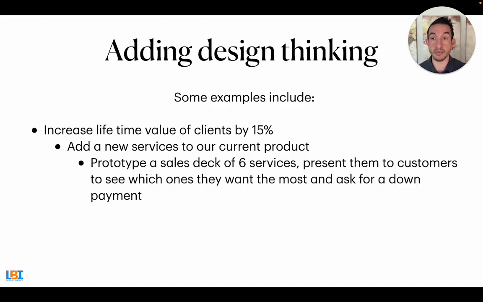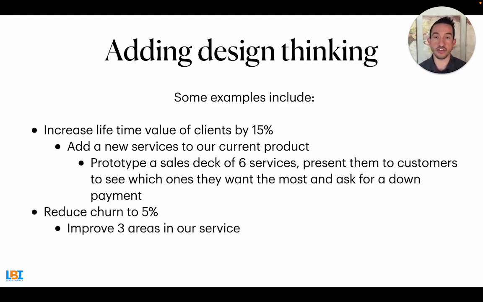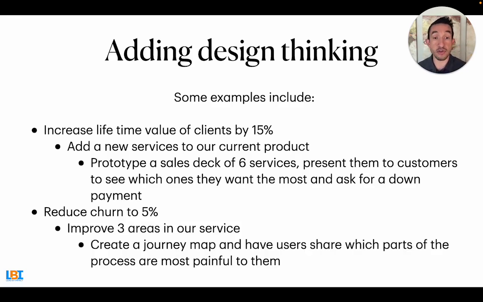Again, this is just an example. Reduce churn to 5%. So you improve 3 areas in your service, and how do you do that? You create a journey map and have users share what part of the process is most painful for them. So maybe you notice over time that people leave after 3 months. That's a big drop-off point when people leave the service. So maybe you provide a thing where in 10 weeks, you meet with people to get them realigned on their goals so that they stay longer rather than leaving at the 3-month part, right? So that's an area that you can improve to help reduce the churn.